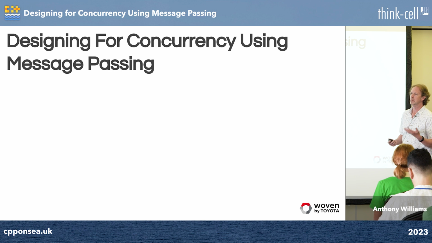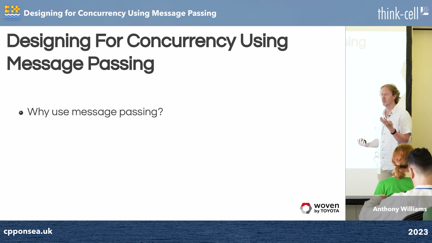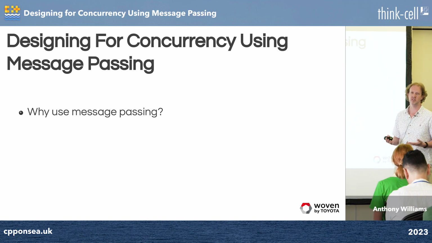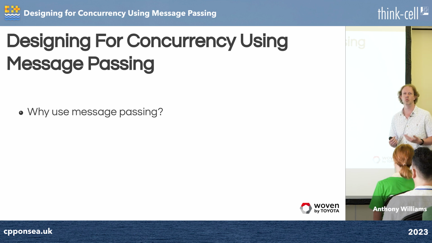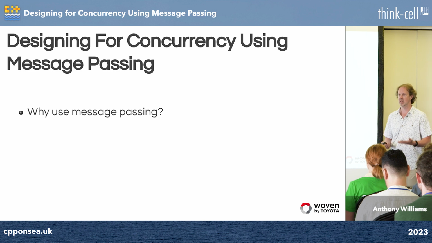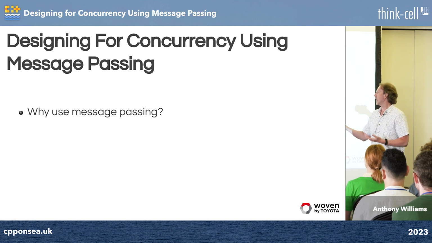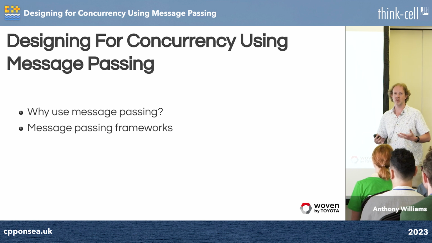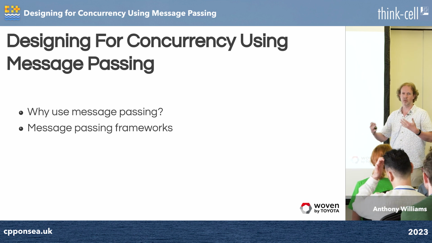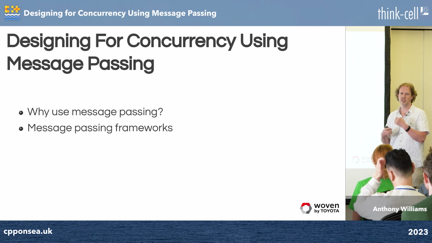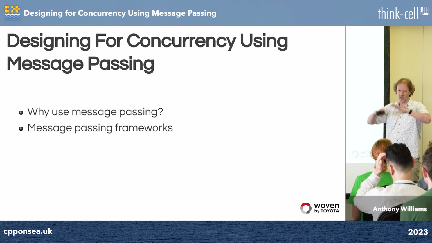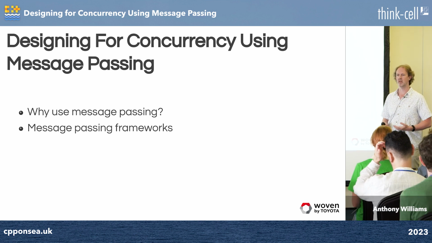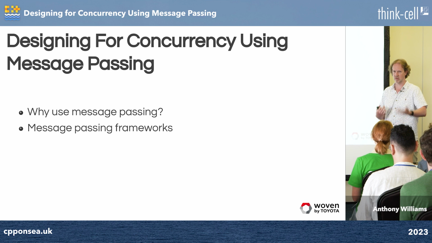So if we're designing for concurrency using message passing, then one question we're going to need to ask is why? Why are we using message passing? And so that's something I'm going to talk about. I'm also going to look at frameworks that you can use. If you're going to be using message passing, you're not going to just write everything in low-level C++. You're going to want to build something, have a framework around that to make it more straightforward.